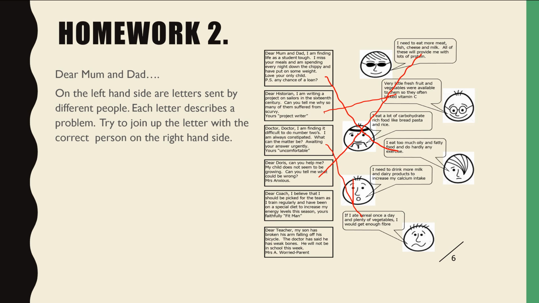"Dear coach, I believe that I should be picked for the team as I train regularly and have been on a special diet to increase my energy levels this season. Yours faithfully, Fit Man." So for energy, Fit Man will probably have been eating a lot of carbohydrate. So it's joined together with this one. "I eat a lot of carbohydrate-rich food like bread, pasta and rice."